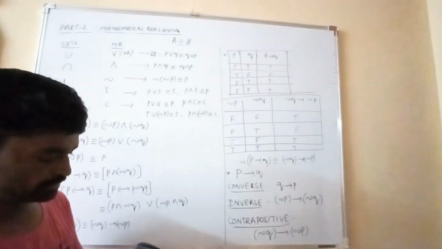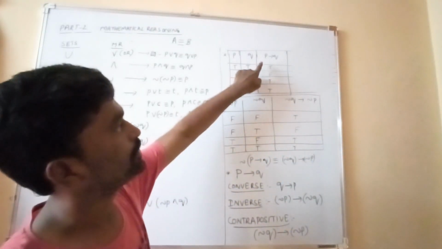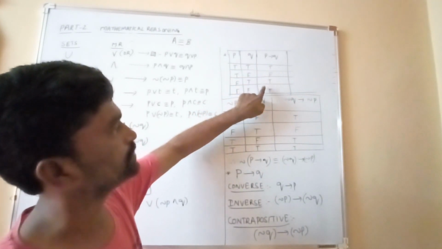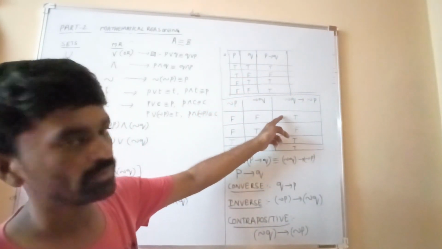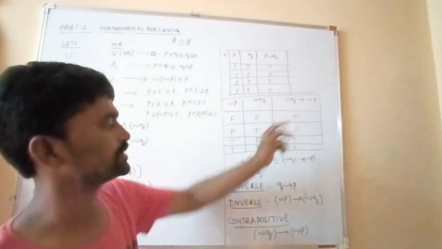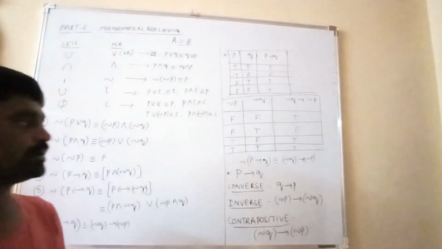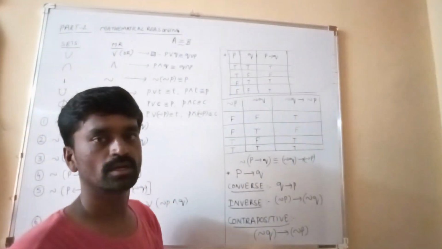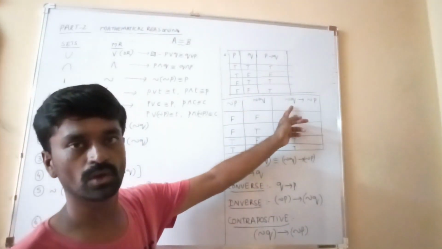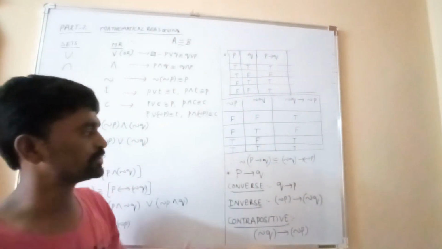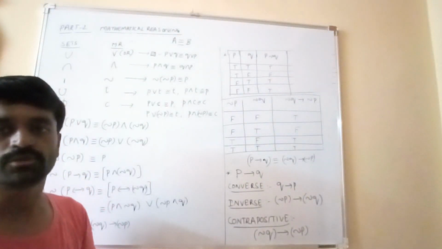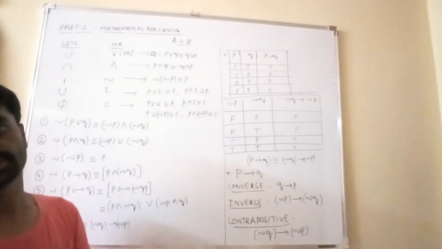Now if you observe the truth values of P implies Q: first case true, second case false, third case true, fourth case true. And here we are getting the same. So from these two columns, the third column and the sixth column, we can conclude these two compound statements are one and the same. That means this compound statement is logically equivalent to that one. Therefore, P implies Q is logically equivalent to negation Q implies negation P.